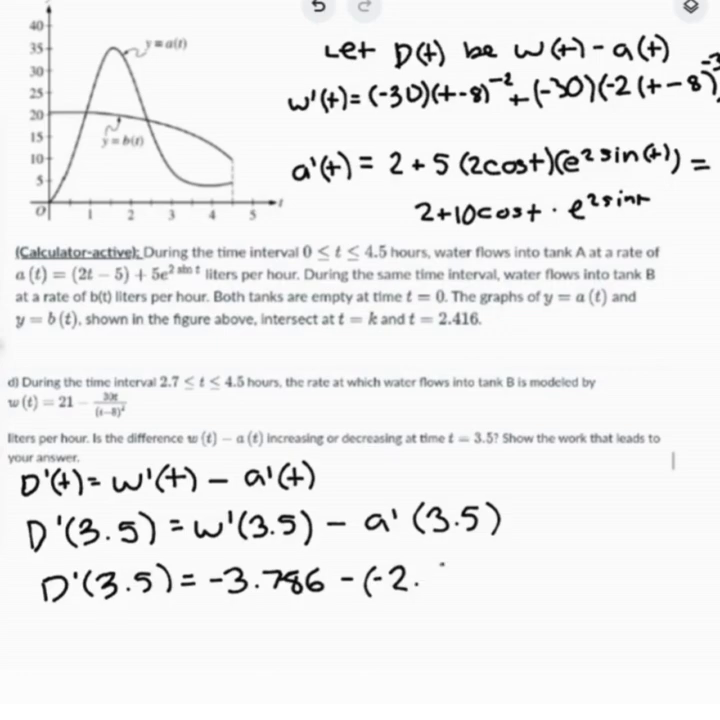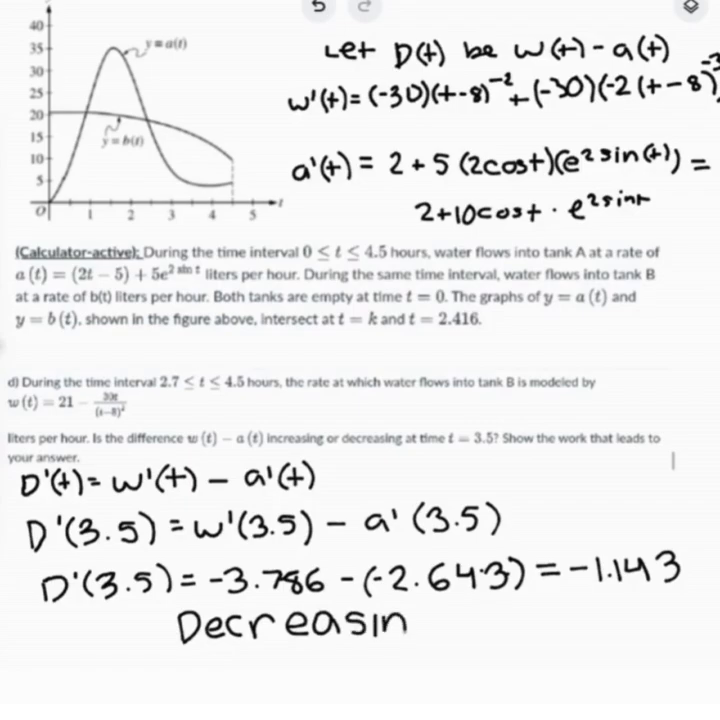The derivative of function W at 3.5 would equal negative 3.786, and the derivative of function A at 3.5 would be negative 2.643. You'll subtract those values, which will give you negative 1.143. Since the derivative is negative, it indicates that the difference between the two functions is decreasing. If it were positive, the difference between the two functions would be increasing.